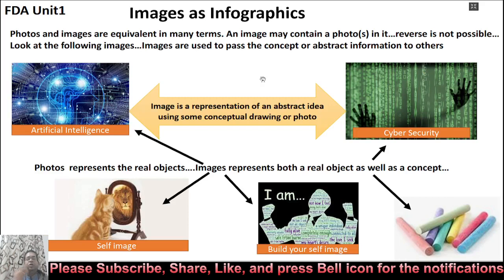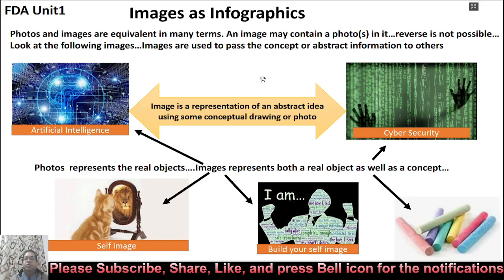Now, what do we say about images? I told you that an image is different from a photo. So photos and images are equivalent in many terms. A photo is a picture of the actual object. An image is a photo added with imagination, or created with imagination. So an image may contain a photo or photos in it, but the reverse is not possible, because a photo won't give you any room for imagination. It is as it is, a picture of the world. So the reverse is not possible.